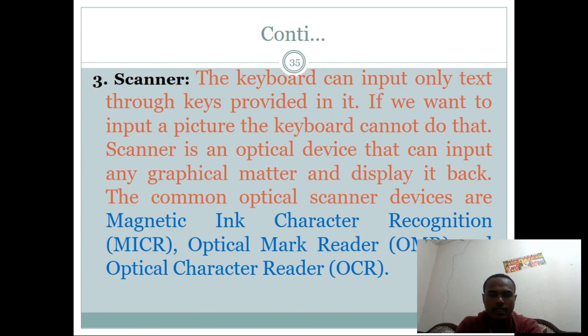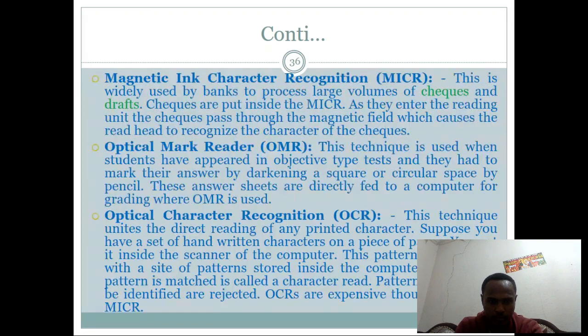The third one is the scanner. A scanner is used to input pictures, which is something the keyboard cannot do. There are different types of optical scanner, such as MICR, OMR, and OCR. Here is the difference.